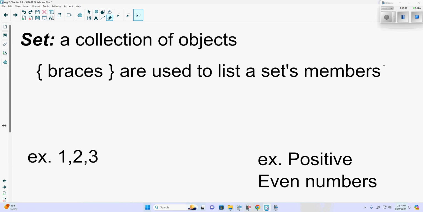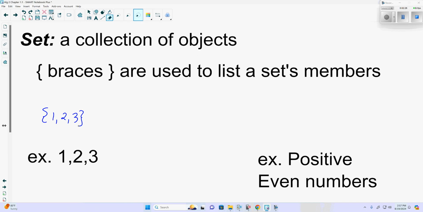Now, our first example of a set is 1, 2, 3. So if we were going to list a set, we would use a brace, 1, 2, 3, brace. Now, this would be considered a finite set, because there's a finite set of numbers. There's only 3 of them: 1, 2, 3. It's finite.